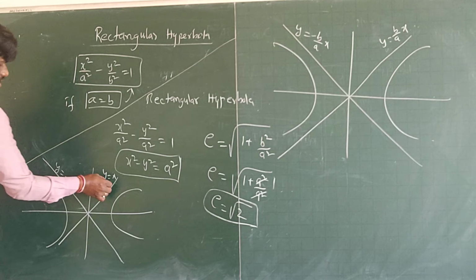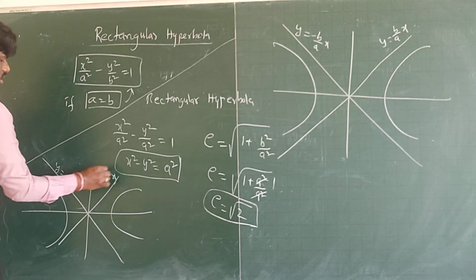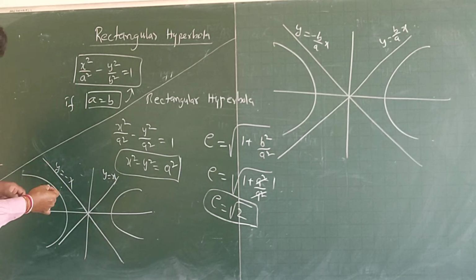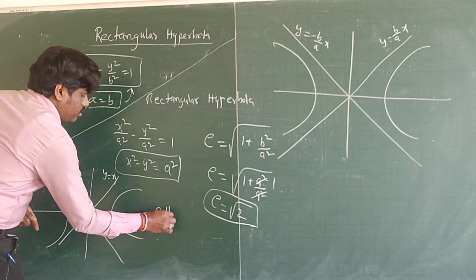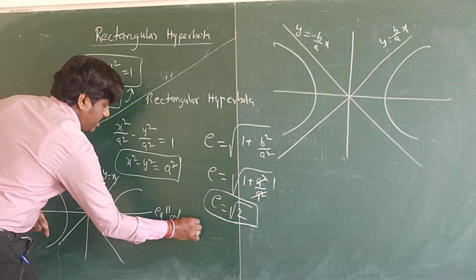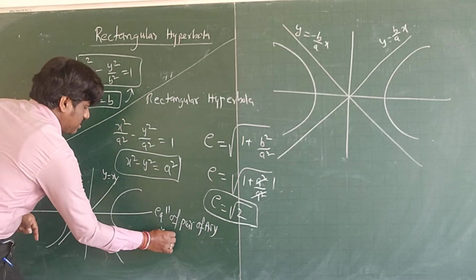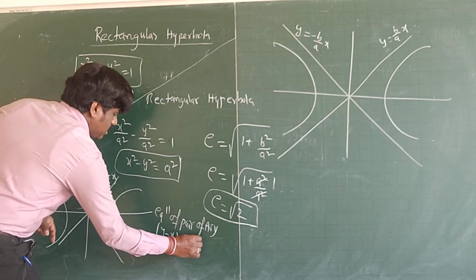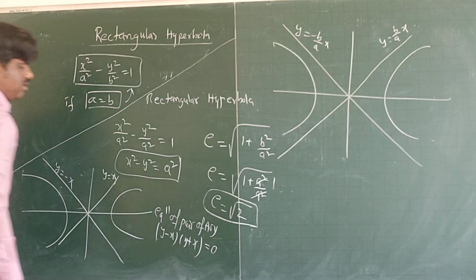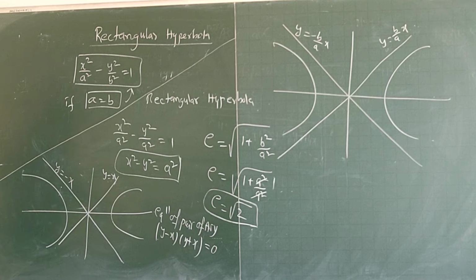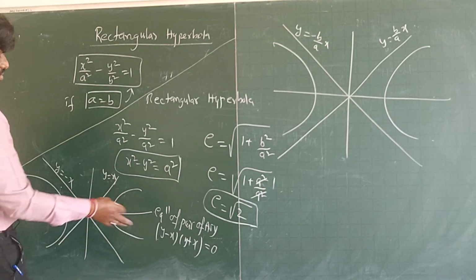And the equation of the pair of asymptotes will be the multiplication of both, that is y plus x into y minus x. After multiplying this, you get y square minus x square is equal to 0. So y square is equal to x square. So this is what you have understood: the equation of the pair of asymptotes will be this.